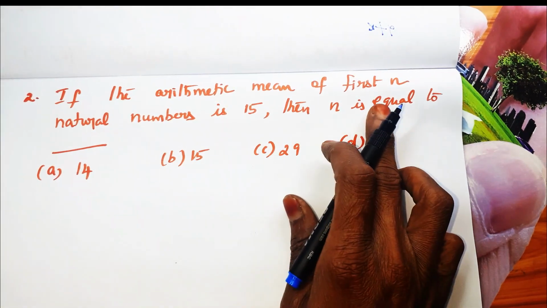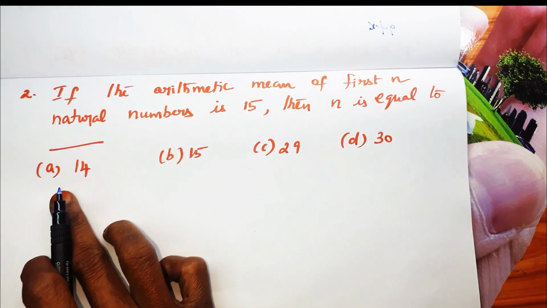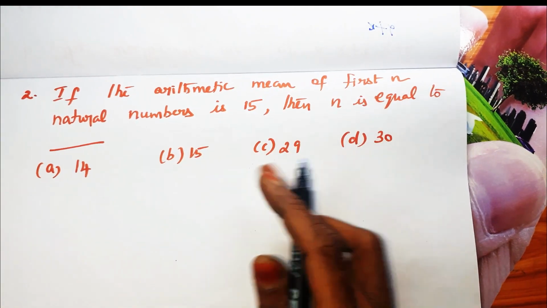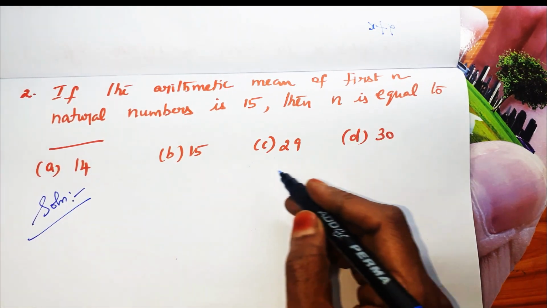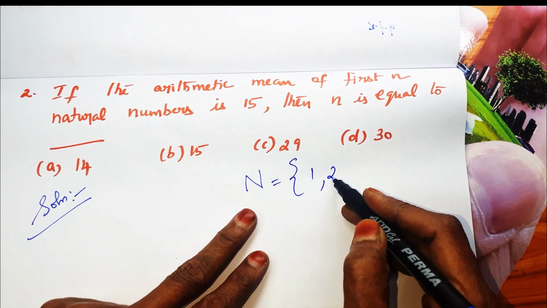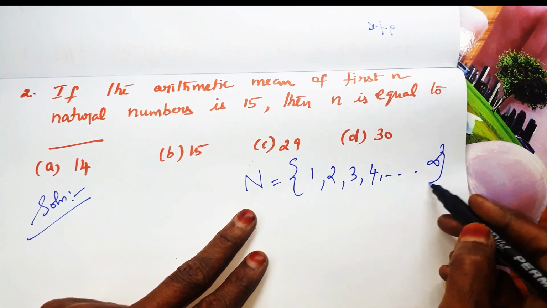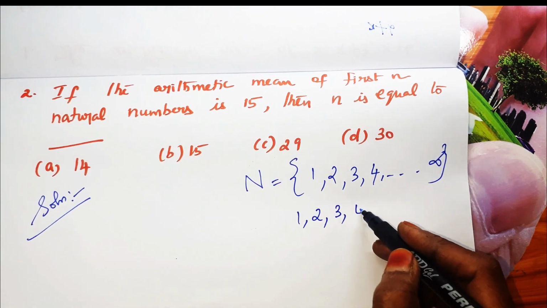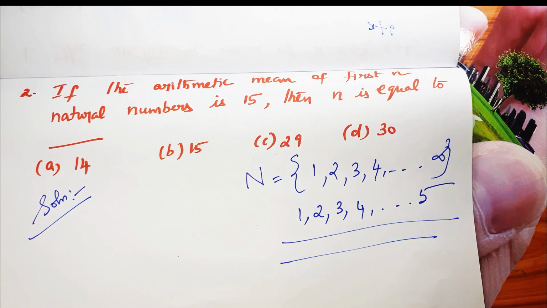If the arithmetic mean of the first n natural numbers is 15, then n is equal to, we have four options: n equal to 14, n equal to 15, n equal to 29 and n equal to 30. The arithmetic mean of n natural numbers. What is the natural number set? 1, 2, 3, 4, etc., up to infinity. Here we are taking the first n natural numbers. So 1, 2, 3, 4, etc., up to n. This is the n natural number set.